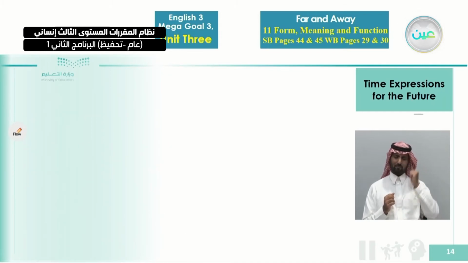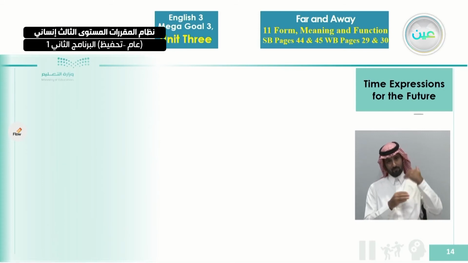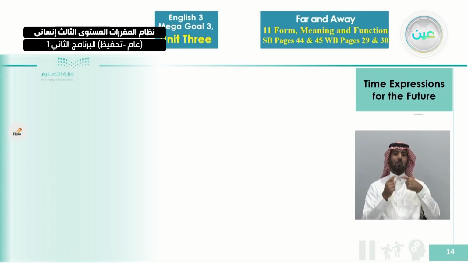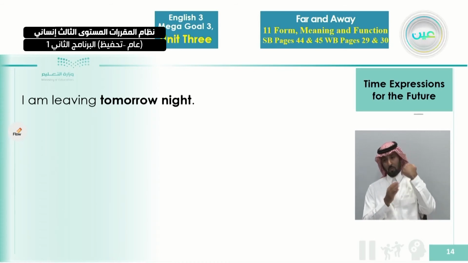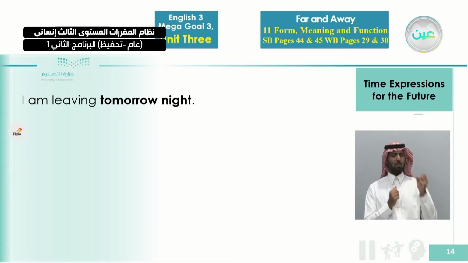Okay, now you know how to form a sentence in the future, but how can you use expressions to talk about the future? We have so many expressions to talk about the future, like the examples you see here. I am leaving tomorrow. Tomorrow is the most common expression to talk about the future. Tomorrow night, okay? Tomorrow night, or you can say also tomorrow alone, which means the next day after the speaking.